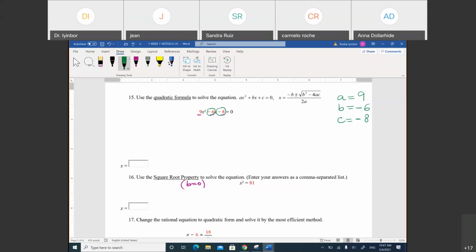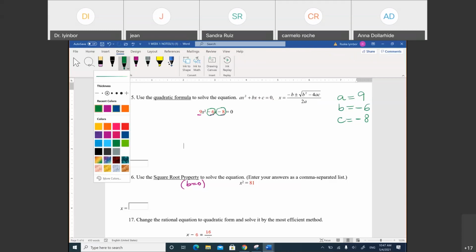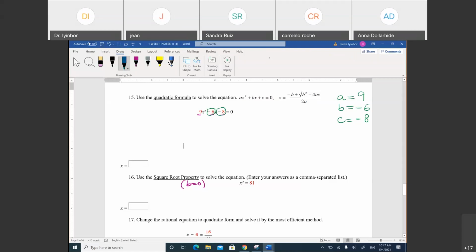And then what you're doing, you're going to plug it into this formula. So just going to follow the formula. The formula says negative B, plus minus square root of B squared, make sure you always put parentheses, minus 4AC, and everything over 2 times A. So I'm just following the formula and then I'm going to plug in the numbers.